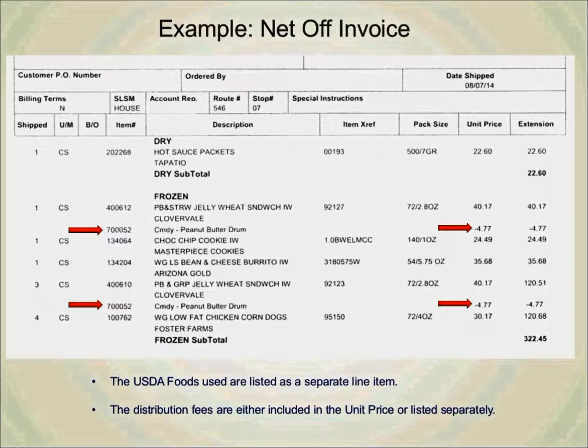If you look at the second item highlighted, the PB and grape jelly sandwich, you will notice that it also uses the same USDA peanut butter at $4.77 per case. But you will notice that there are 3 cases invoiced. The value pass-through should be $4.77 times 3, equaling $14.31. But the value pass-through is listed as $4.77 total. If you find an error, contact your distributor immediately, as it is the RA's responsibility to make sure that they are receiving the correct value pass-through.